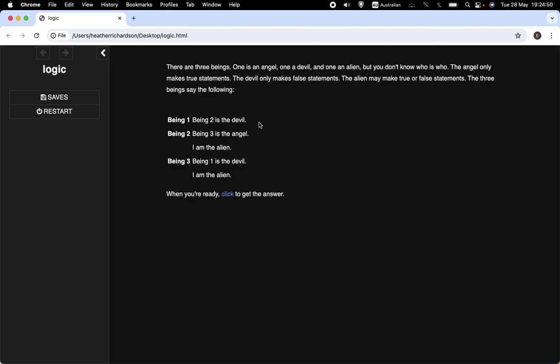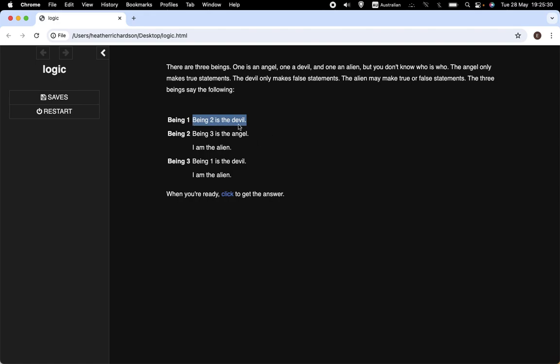Let's start by saying, if this one is the angel, well, we can say that being 1, actually no, sorry, you can see I genuinely am doing this live. I'm not pretending to work this out. I am actually looking at this for the first time. Let's start by saying that being 1 is the angel and see where that takes us.